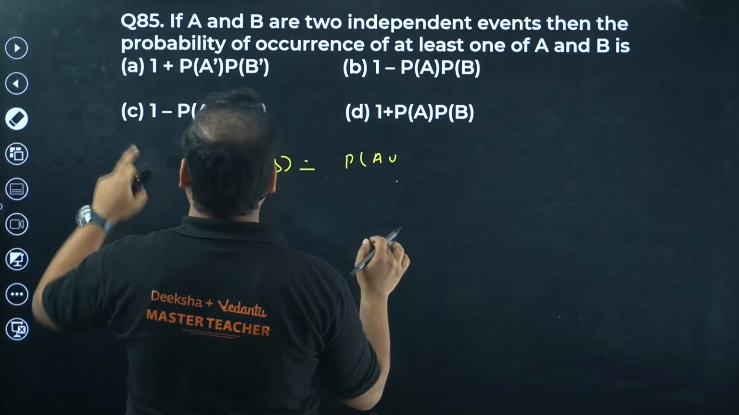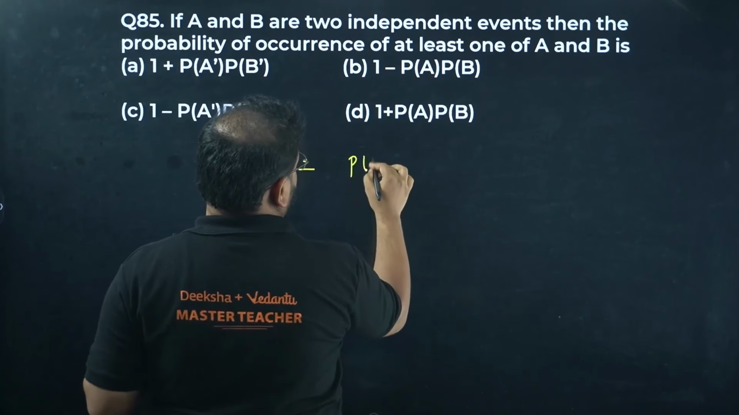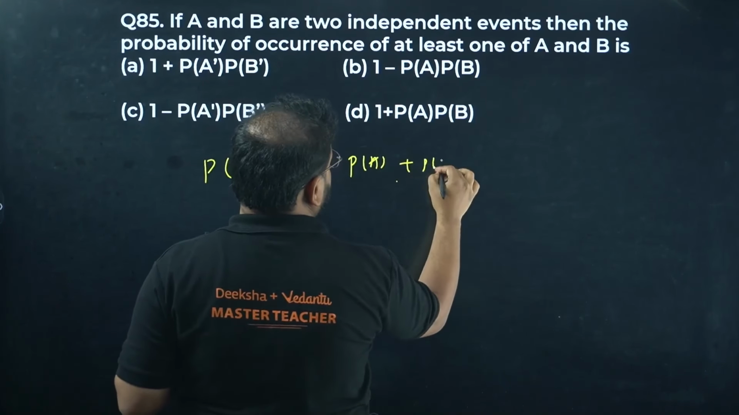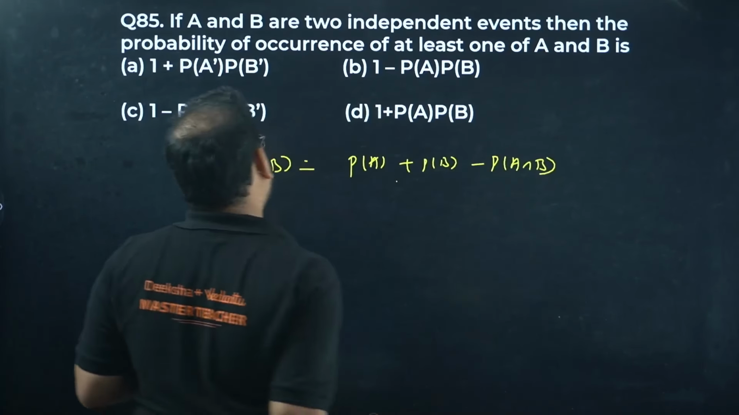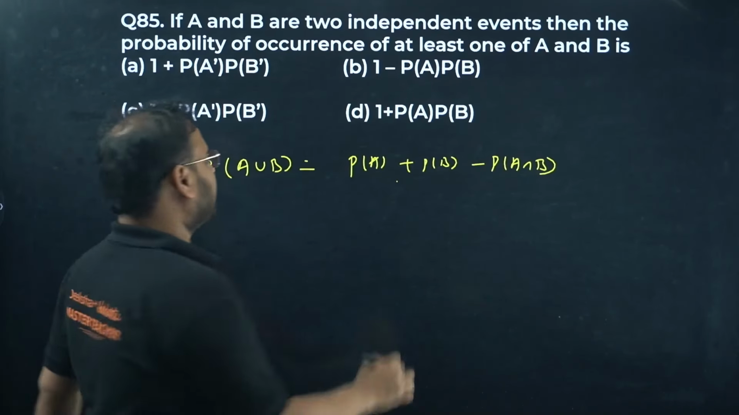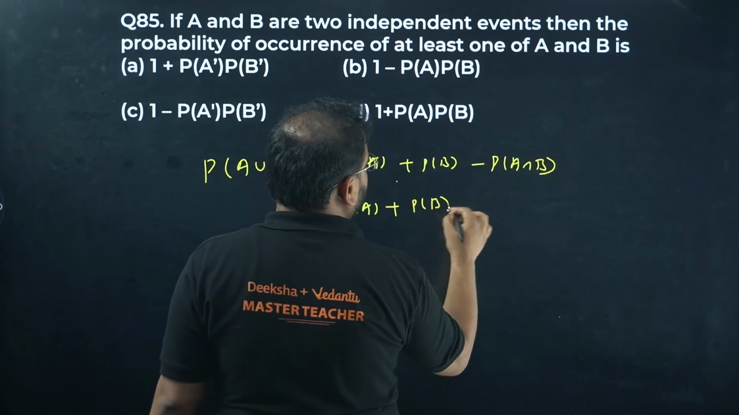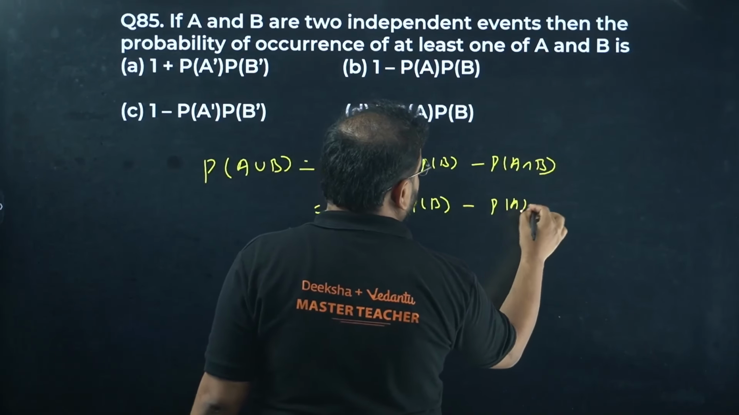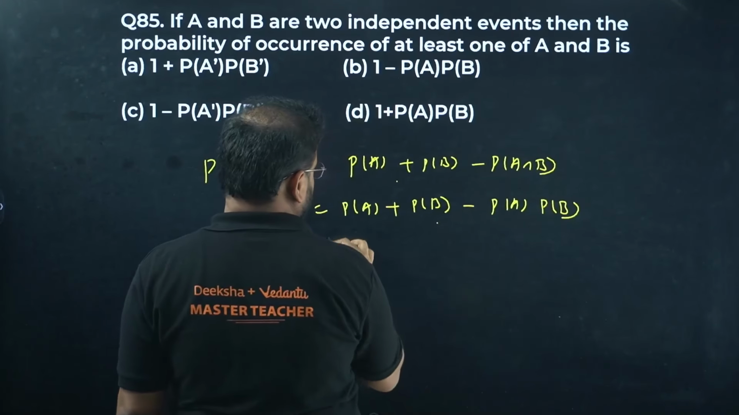Yeah. So we can use this case: P of A, P of B minus P of A intersection B. Okay, and then from here we can continue like this. P of A, P of B minus P of A into P of B. Take P of B common, it becomes 1 minus P of A.